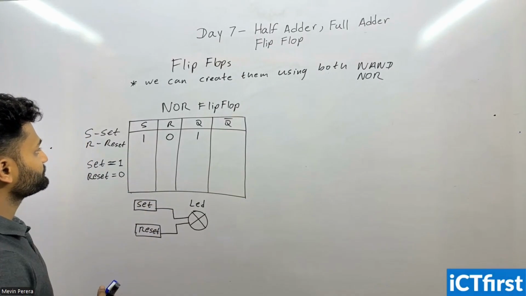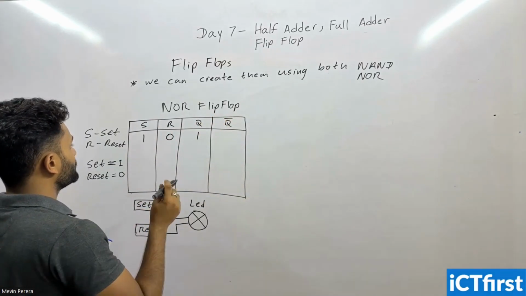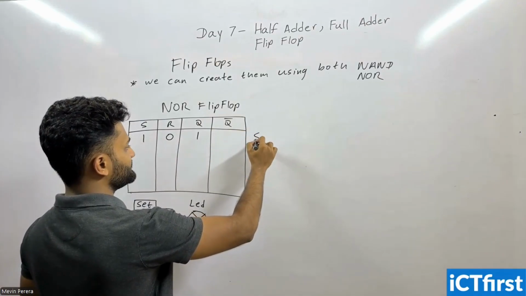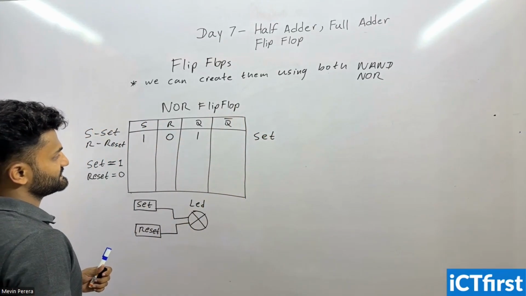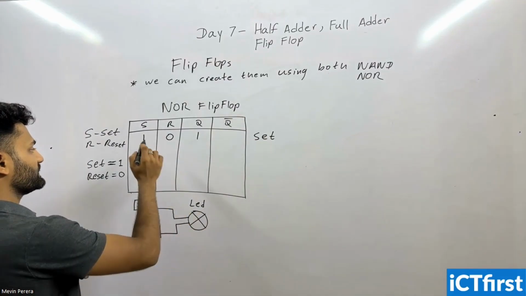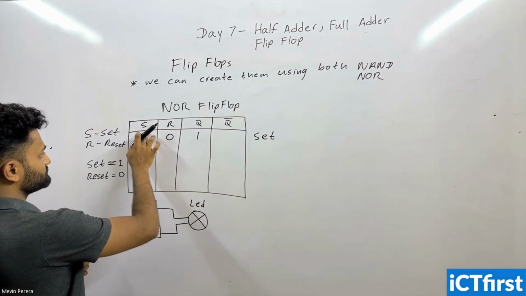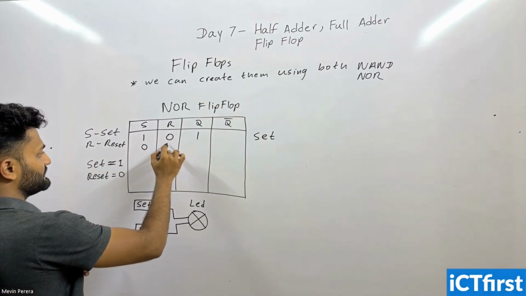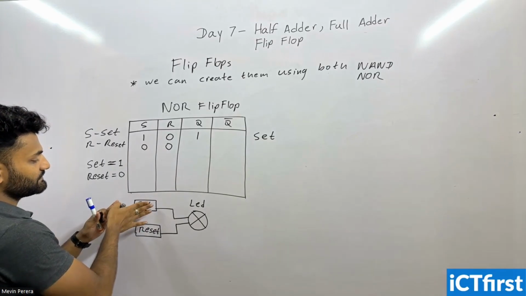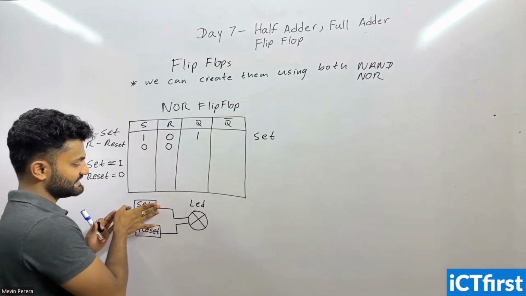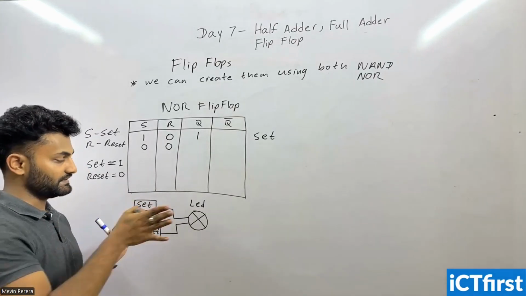Let's see now. If I set, this is one. Now, this is called a set instance. We are setting on the bulb. So this is called a set instance. Now in the next instance, I'm going to take my hand off this switch. I pressed the set button, so I'm going to take my hand off it.